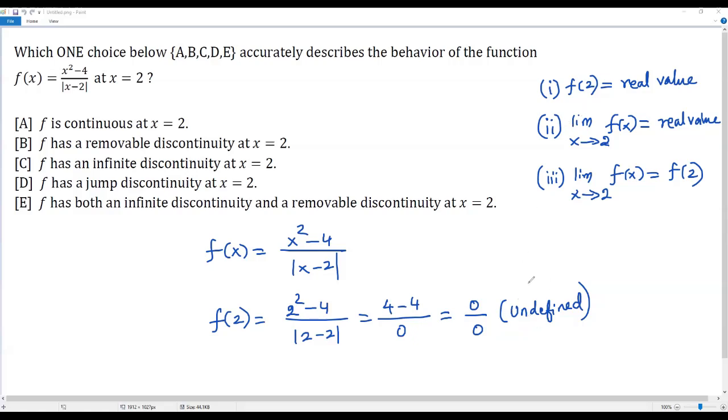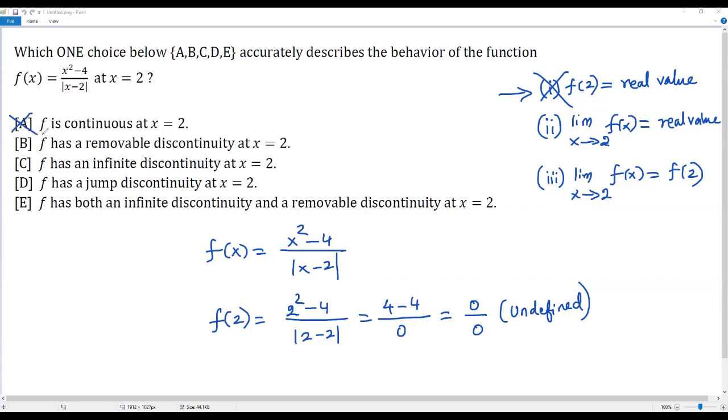So f of 2, when I evaluate f of 2, I don't get a real value. It becomes undefined. So when I check the first of the three conditions explained over here, even the first condition itself is not satisfied. Since the first condition itself is not satisfied, I don't have to proceed with the remaining two conditions. So the function is not continuous at x equals 2 because the result of f of 2 is not a real value. The f of 2 becomes undefined.